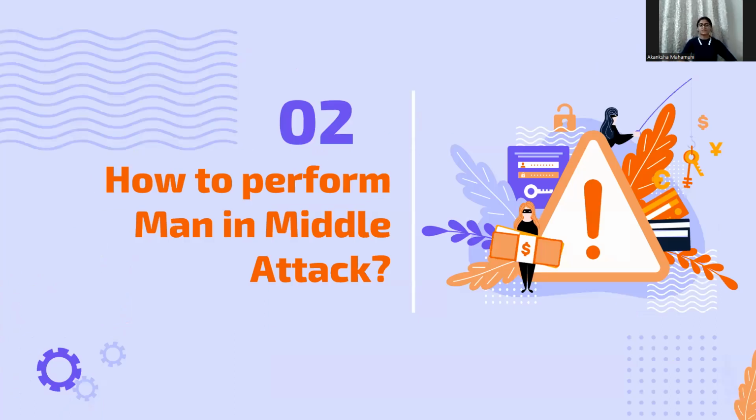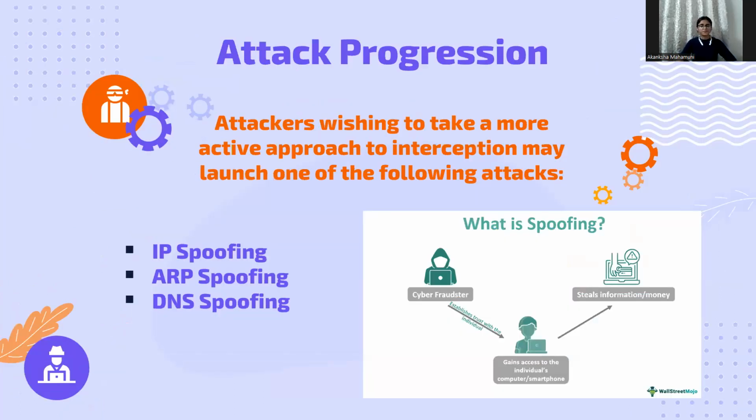Then how to perform these kinds of attacks? We will have a look at attack progression. First, we have to perform an interception. We have to intercept the actual connection between the two devices, the source device and the destination device. This can be done in several ways.